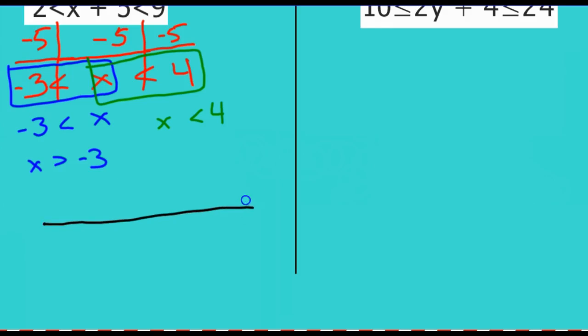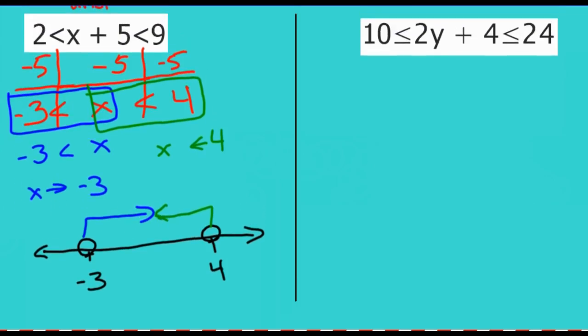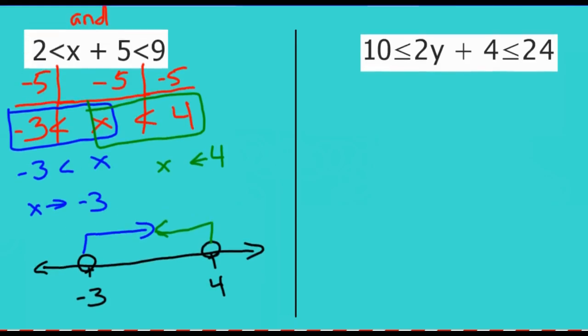If we draw our number line here, we know that one of them has to be at negative 3 and the other one has to be at 4. So they're both going to be open circles. We know that our negative 3 is pointing to the right, so I'm going to draw an arrow to the right. And we know that our 4 is pointing to the left, so I'm going to draw an arrow to the left. So this is an and inequality because x can be anything between negative 3 and 4.